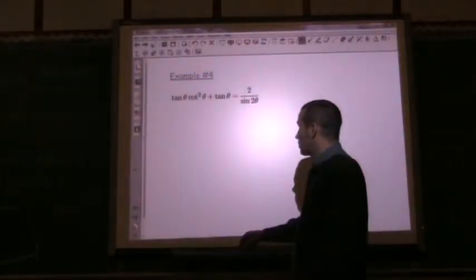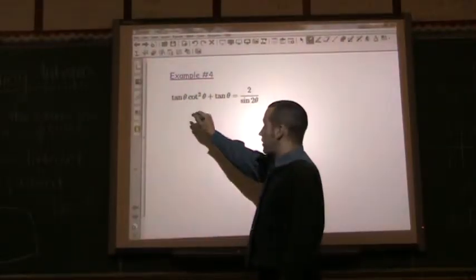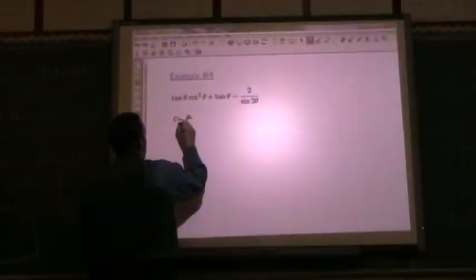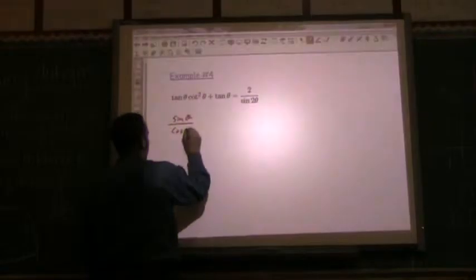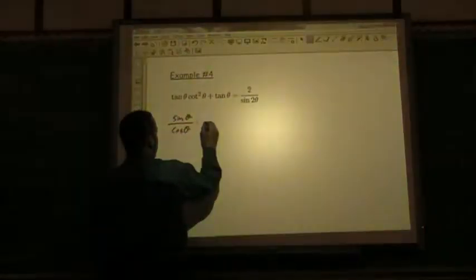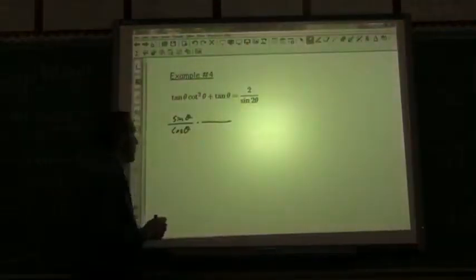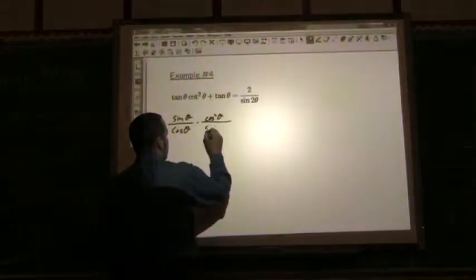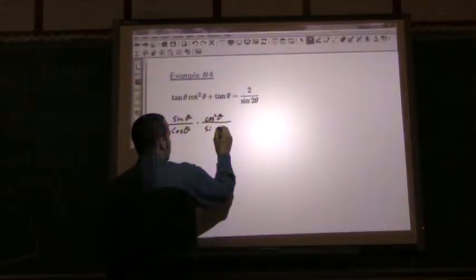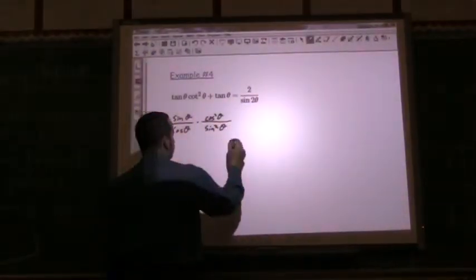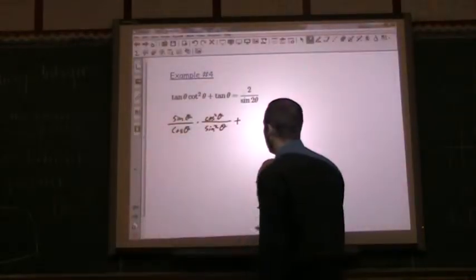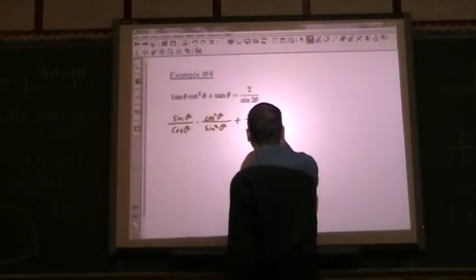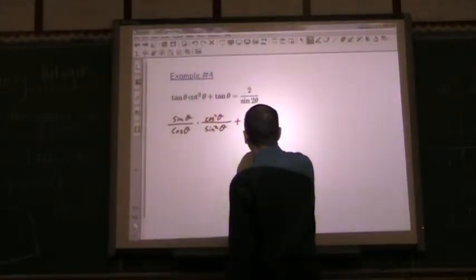Okay, so the left-hand side, I'm going to start changing that in terms of sine and cos. So this is sine theta over cos theta. And we'll be multiplying that by cotangent squared. So cotangent is going to give me a cos squared theta, a sine squared theta, and then plus tan theta, so I'm going to be changing that into a sine theta over cos theta.